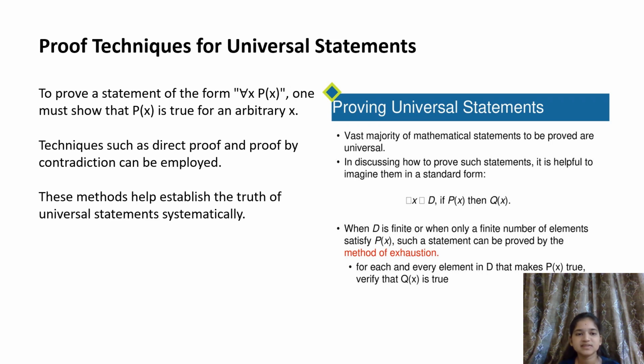Proof techniques for universal statements. To prove a statement of the form for all x, p of x, one must show that p of x is true for an arbitrary x. Techniques such as direct proof and proof by contradiction can be employed. These methods help establish the truth of universal statements systematically. So proof techniques for universal statements can be used everywhere to establish the truth of universal statements.